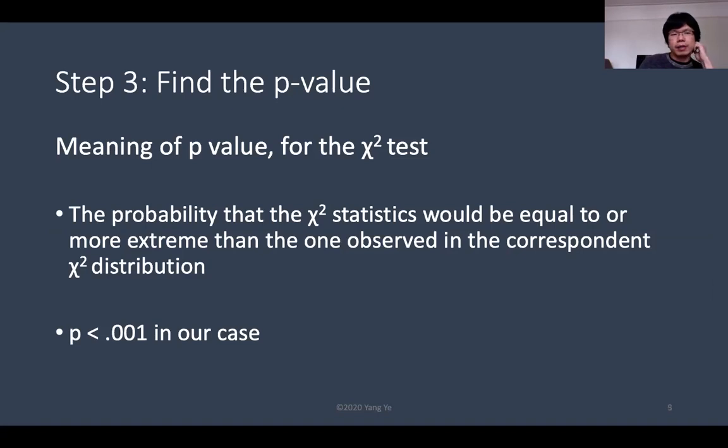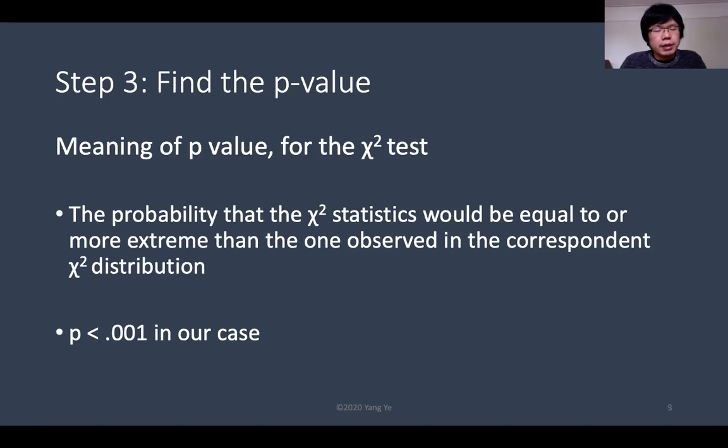And the third step is to find a p-value. We've already discussed quite intensively what the p-value means. So here again, for the chi-square test, it's the probability that the chi-square statistic would be equal to or more extreme than the one that we have observed in the data.